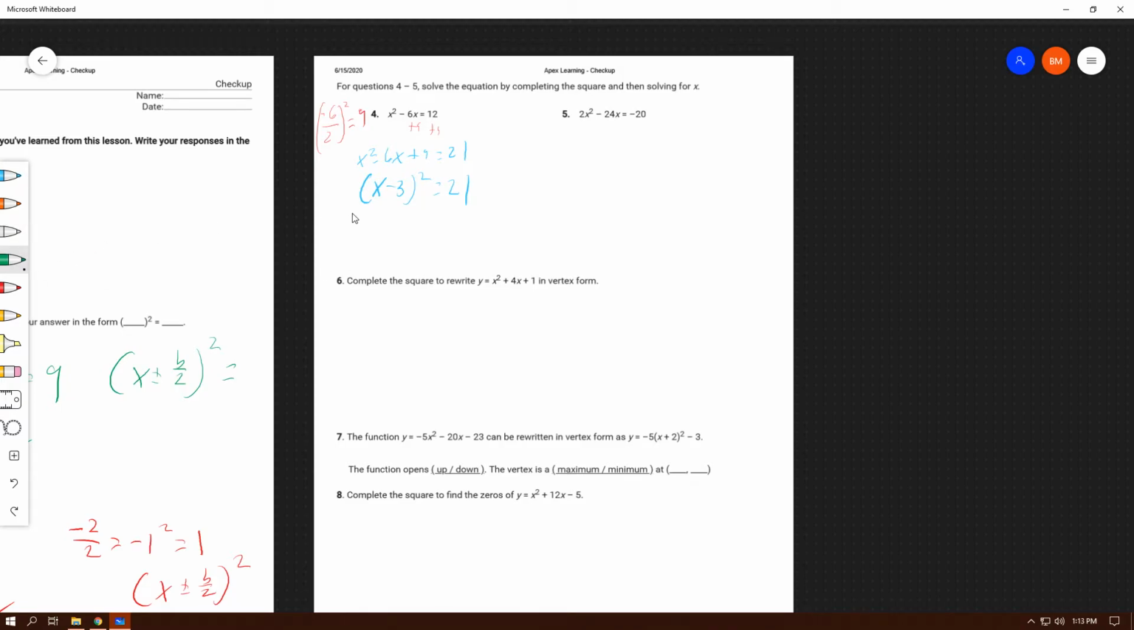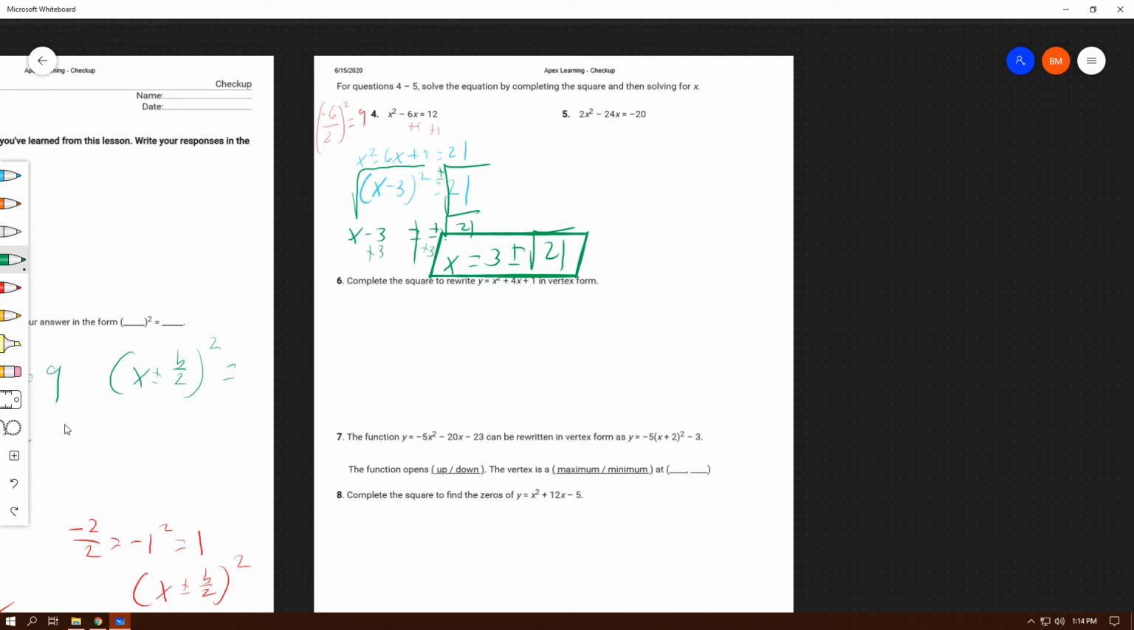So the only step we're going to be adding when we solve is the square root. Got to put that plus or minus. So we have x minus 3 equals plus or minus square root of 21. The last step is I add 3 to both sides, and I get x equals 3 plus or minus the square root of 21. That's it, I'm done.